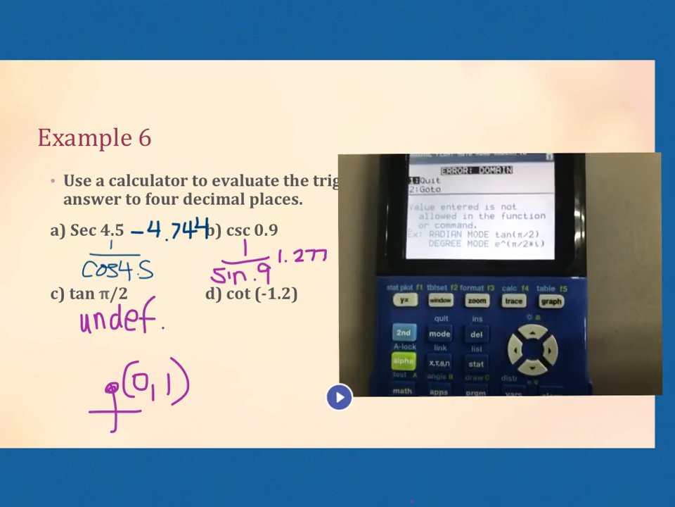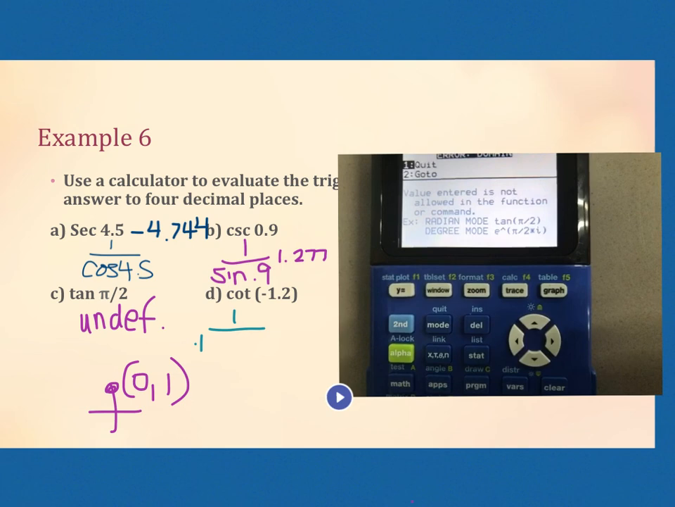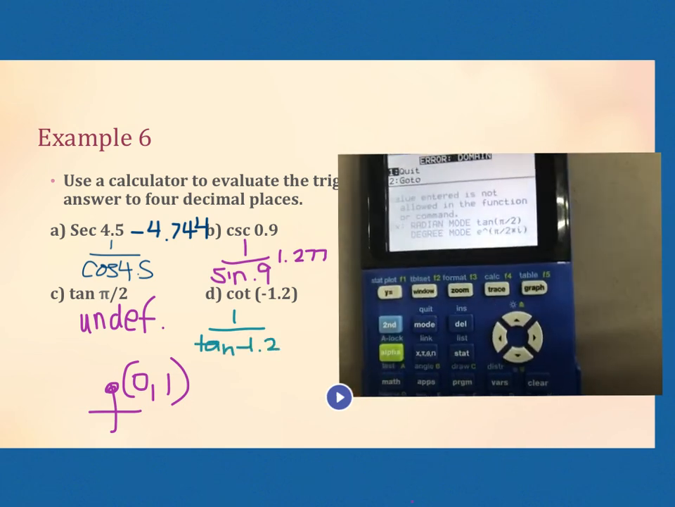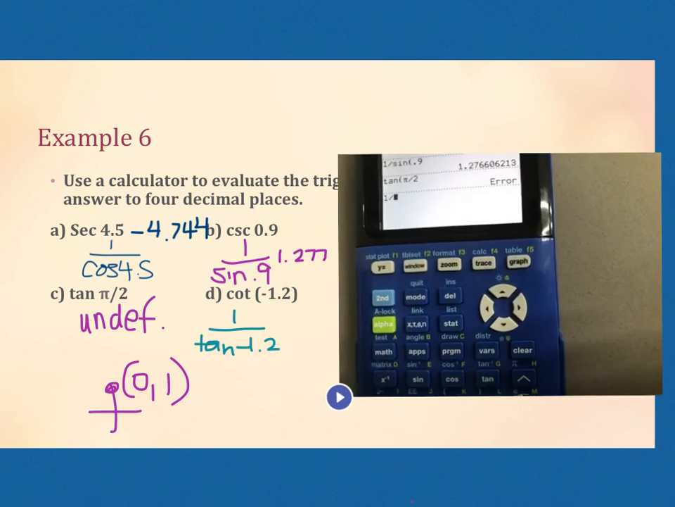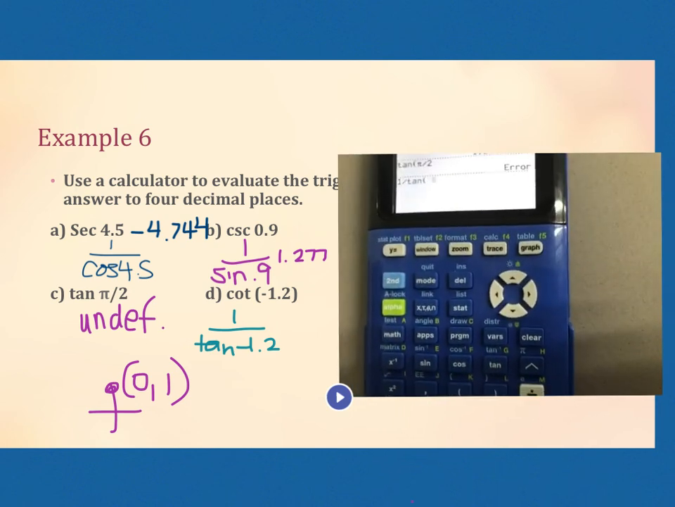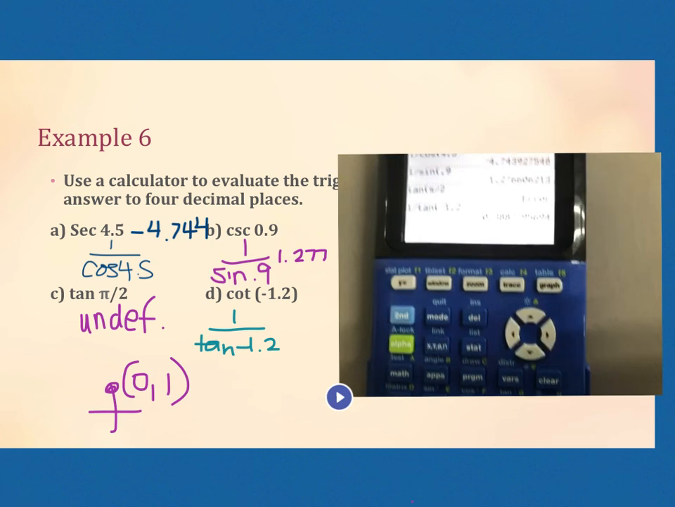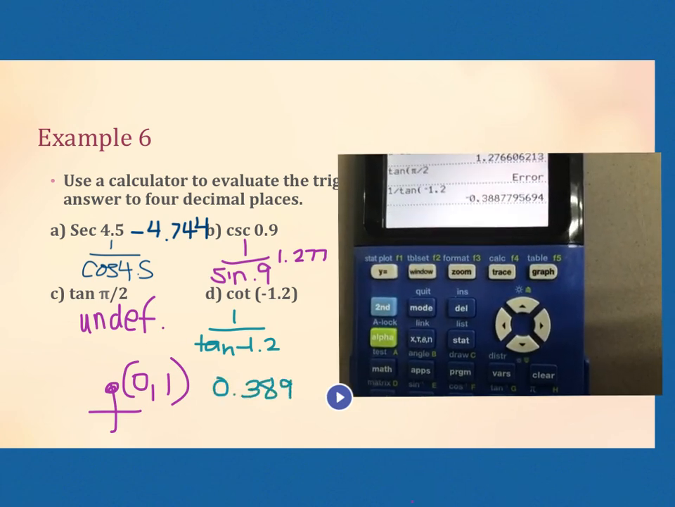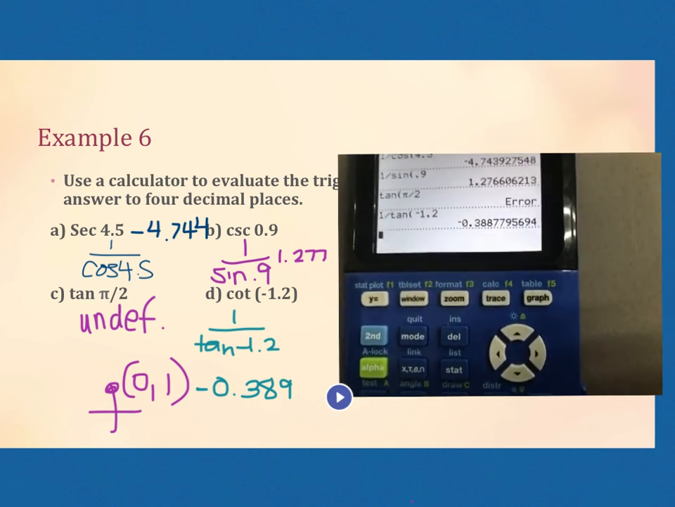And then cotangent, last one would be 1 divided by tangent, negative 1.2. So 1 divided by tangent, negative 1.2. And I get 0.3887, so negative 0.3889.